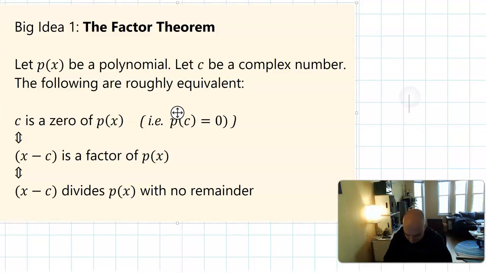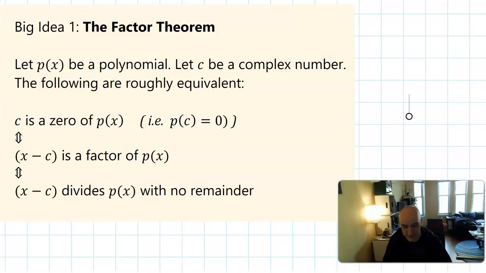Then the following three things are roughly equivalent. One, c is a zero of p of x, and that's again real or imaginary zeros. Two, x minus c is a factor of p, and to be a factor, x minus c will divide p with no remainder. So we have this idea of dividing with no remainder, zeros and factors, and they're all related. The zeros are also related to the x-intercepts, but only if they're real zeros. Imaginary zeros don't give you x-intercepts.